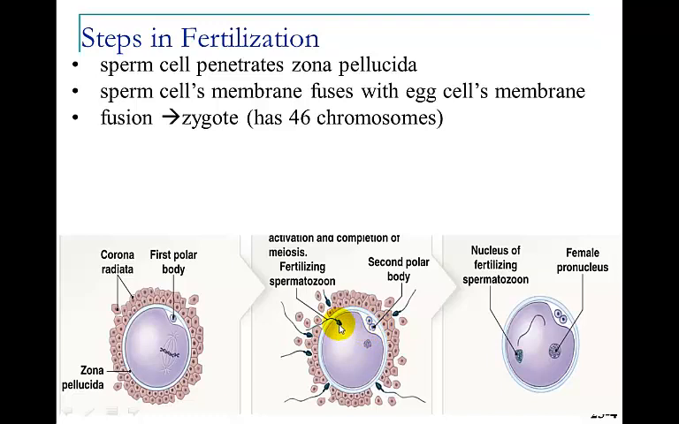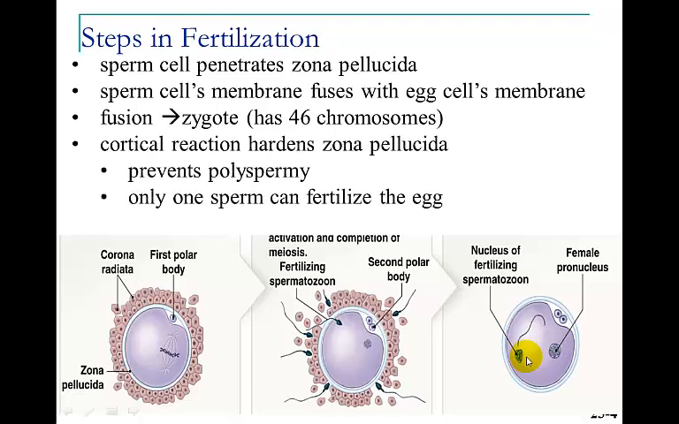The sperm head has the chromosomes. The DNA in the sperm head and the DNA that came from the female are going to unite. We call these pronuclei because they're each 23 chromosomes, but they're about to unite.